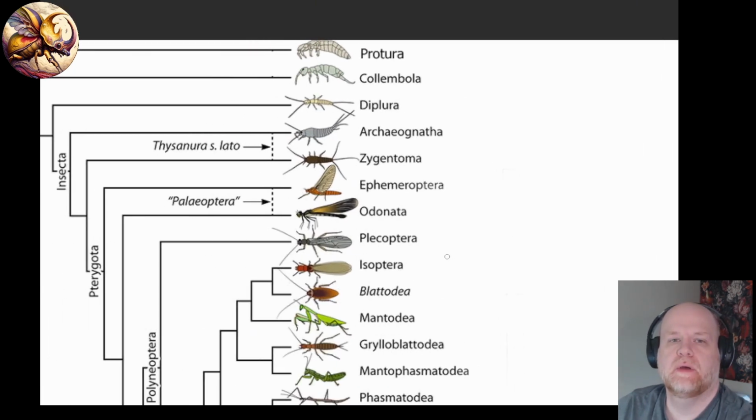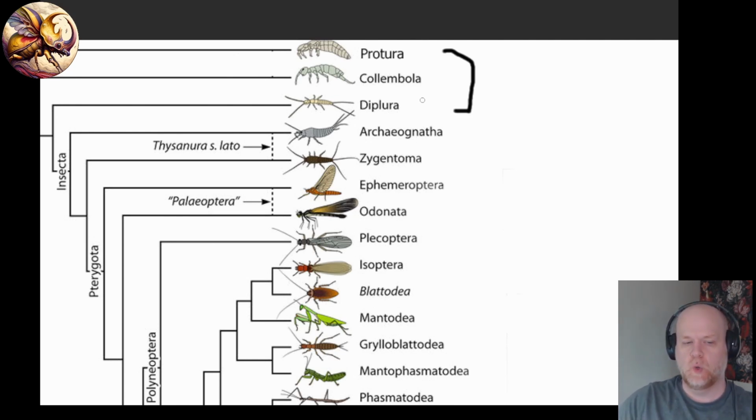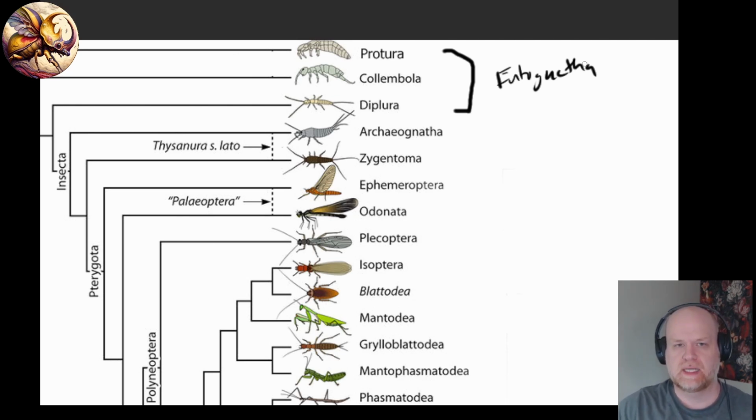We have already covered the Entognatha, which are the insectoid, insect-like creatures. Some of them used to be included with the insects. The Entognatha have kind of pocket jaws. Their mouth parts are internal versus external, which is what most insects have.